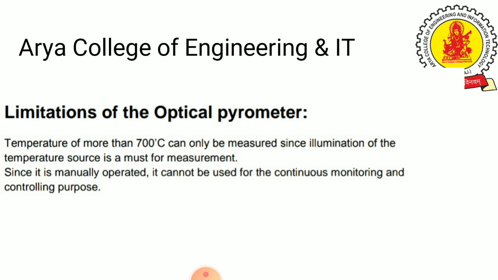Now, the limitations of optical pyrometers. Only temperatures of more than 700 degrees centigrade can be measured, since illumination from the temperature source is a must for measurement. Since it is manually operated, it cannot be used for continuous monitoring and controlling purposes. So these are the limitations of optical pyrometers.